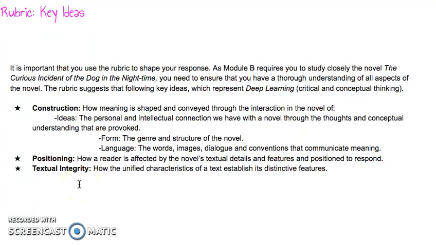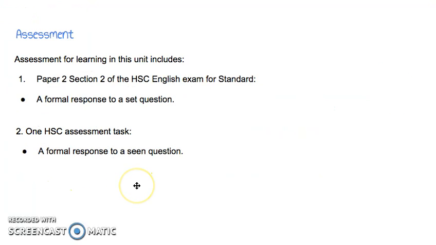How the unified characteristics of a text establish its distinctive features, and we know that this novel is very, very distinctive when it comes to its features and how it's presented to the reader, how it's laid out, how it is formatted. Again, all these 3 things work hand in hand to create one common goal, and this again is your focus. Assessment. So you've got 2 assessments for this module.